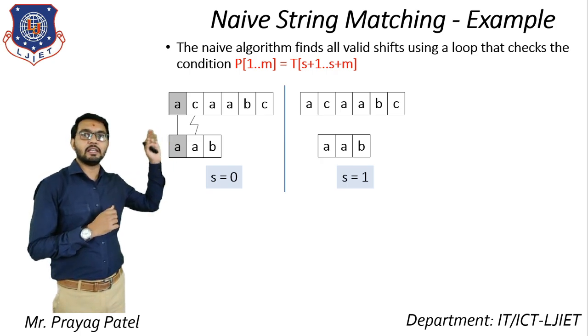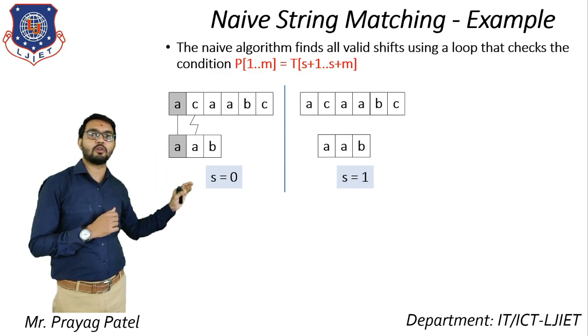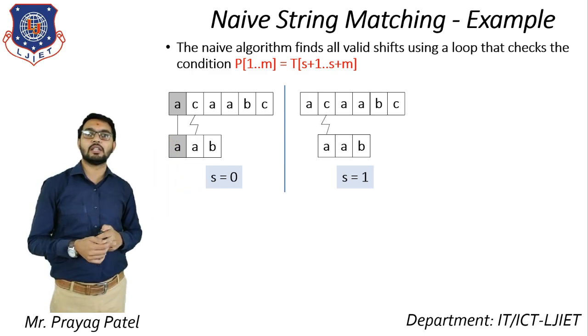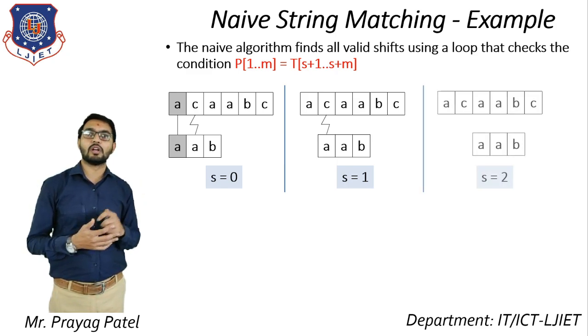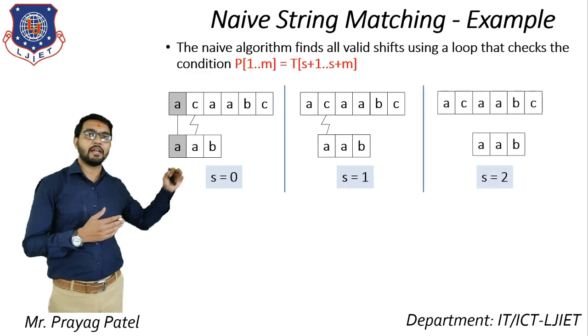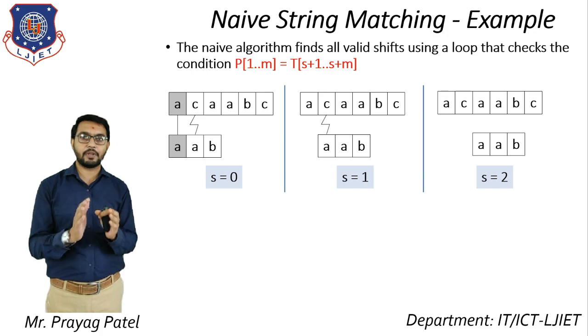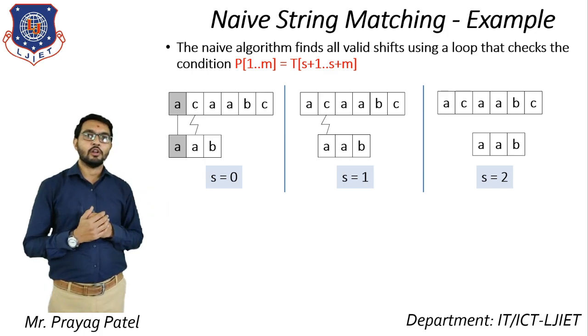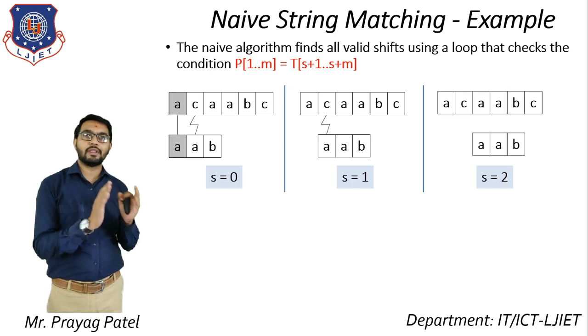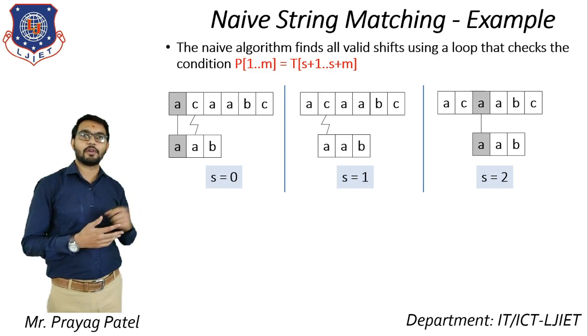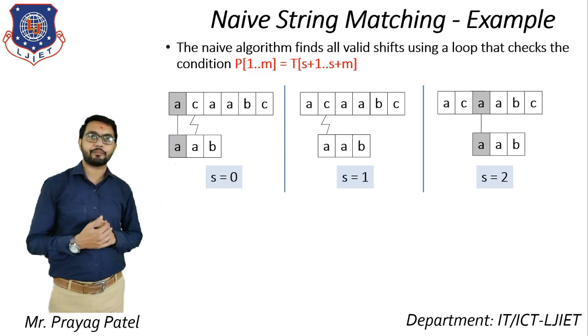So match the C with your pattern's first location A. Here we compare these two locations, but they do not match. So consider the next location, and next location means shift S equal to 2. So move your pattern two locations and compare with the text. Here consider the first match, compare with A.